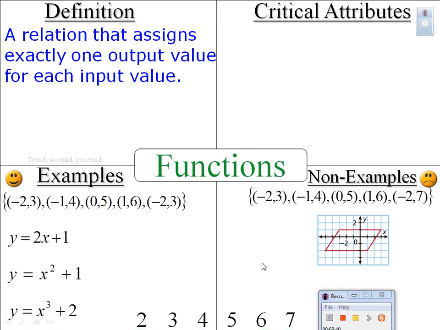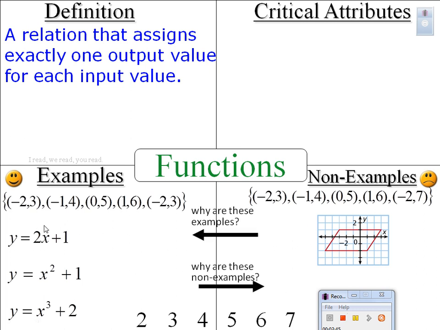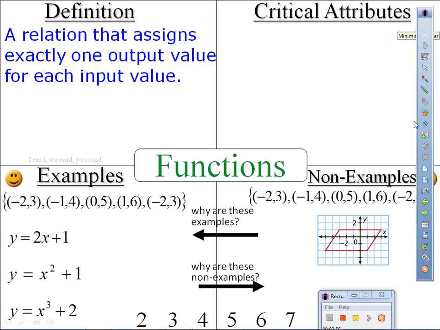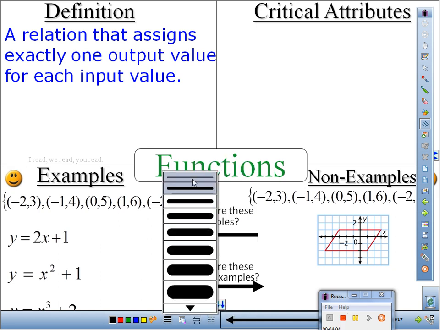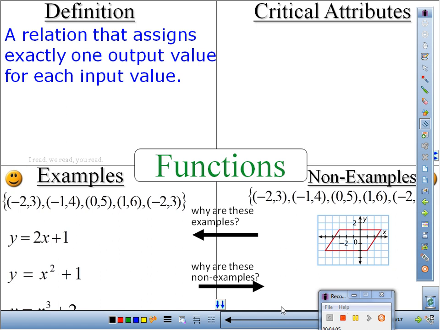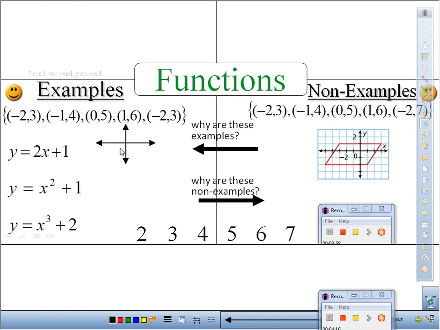So, now that we know why these are examples and these are non-examples, guys, everybody look up. We're going to get some graphs so you can see what these functions look like. And this is pretty much a revisit of what you guys did last year in pre-algebra. So check this out. I'm going to graph this one first.